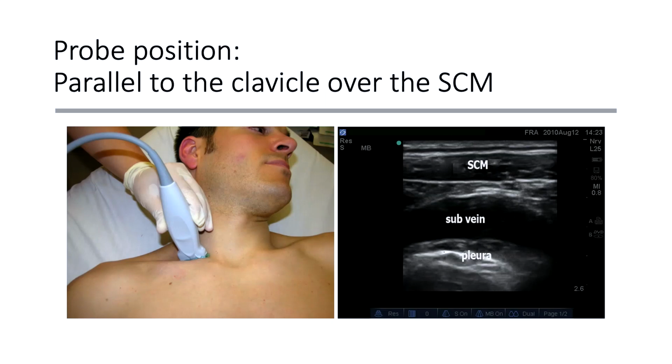So we want to start this with the shoulder down, the head turned the opposite side, and the probe parallel to the clavicle. But not just anywhere in the clavicle. We want to do it on top of the sternocleidomastoid, the clavicular head of the sternocleidomastoid. Why? Because right underneath, separated by the subclavian vein, would be the pleura, the dome of the pleura. And you always want to acknowledge the dome of the pleura, and through the dome of the pleura, by traveling lateral, find the transition between dome and first rib.